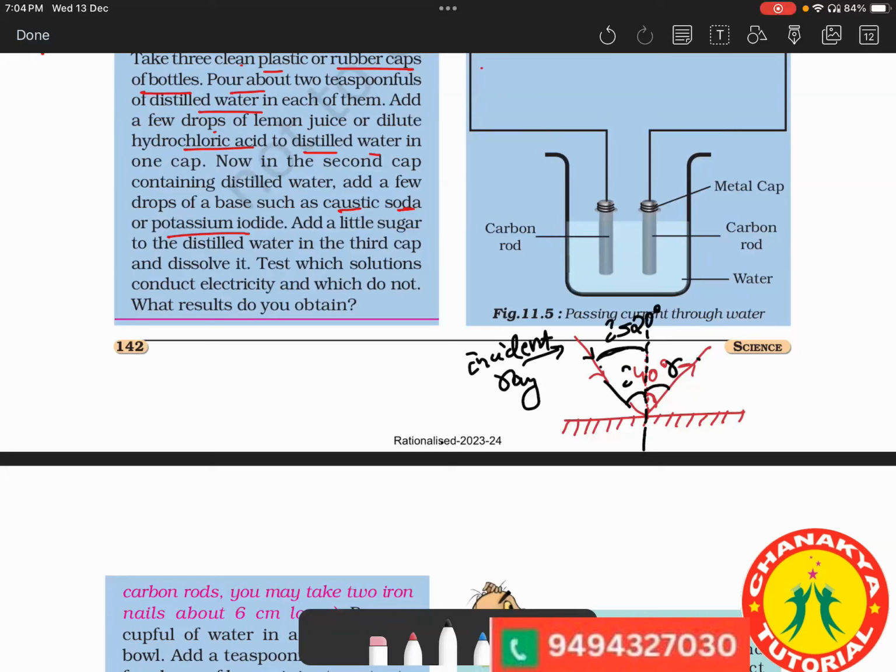Don't you remember the definition of this angle of incidence? The angle of incidence is the measure of the angle between the incident ray and the normal to the surface. And similar is the case for the angle of reflection. It is the angle between the reflected ray and the normal to the surface. Okay. Any more doubts?